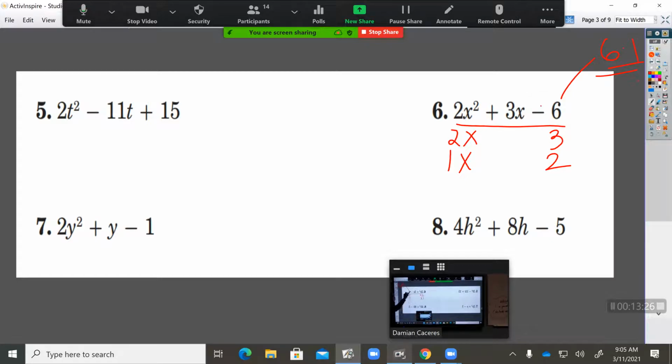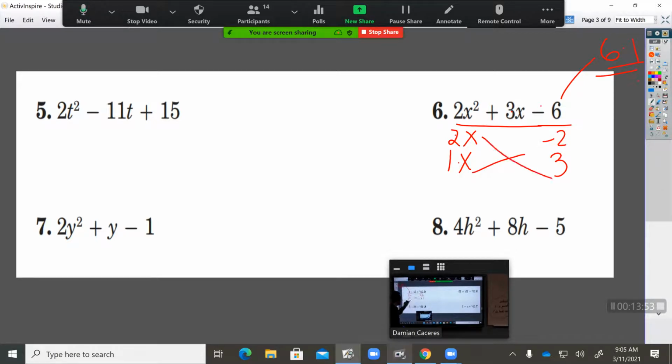So let's try it. This is a negative number, so one of these has to be negative. Now let's cross multiply. 3 times x, 3x. 2x times negative 2, negative 4x. That equals negative 1x. Is that the correct middle number? No. So if the numbers are wrong, switch the numbers. Instead of the 3 being on top, put the 3 on the bottom.